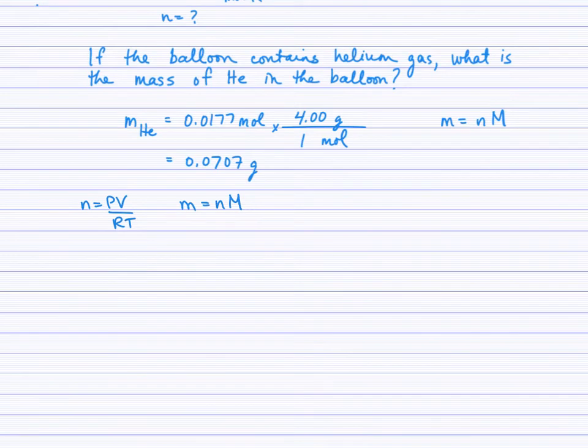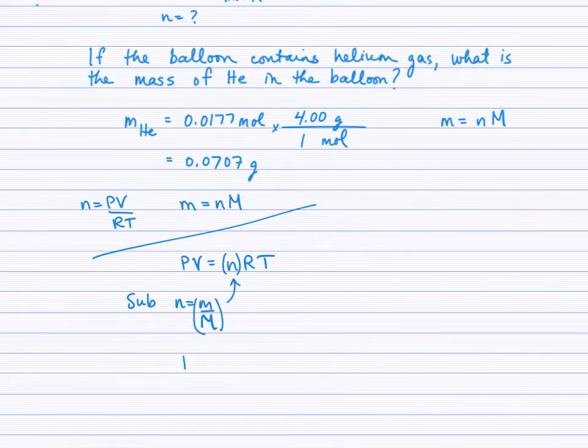So what if, in that problem, we weren't asked for the moles in the first place? What if we were asked for the mass right off the bat and told that it was helium? Well, I'm going to suggest to you that you could take the formula of mass over molar mass and substitute that into the ideal gas law equation. So the m over M is going to replace the n here. So PV equals lowercase m times R times T over capital M.